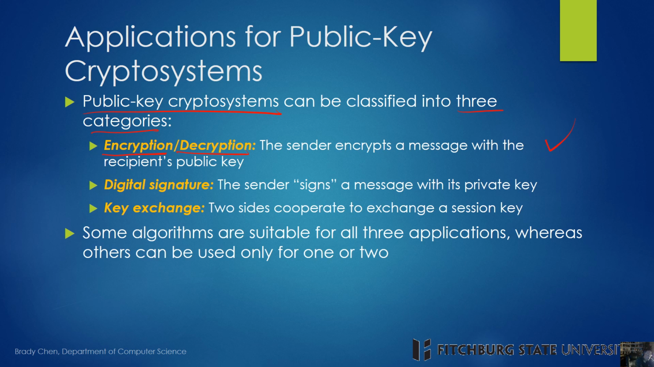That's encryption. And also, we can use the public key crypto system to do something called digital signature. That means the sender signs the message with its private key. So the sender encrypts the message, and you can interpret this as a signature. I use my private key to encrypt my message and send it out. And then to see the signature, you just grab my public key, right? Everyone can grab my public key.